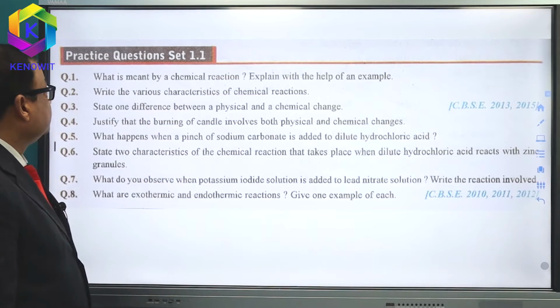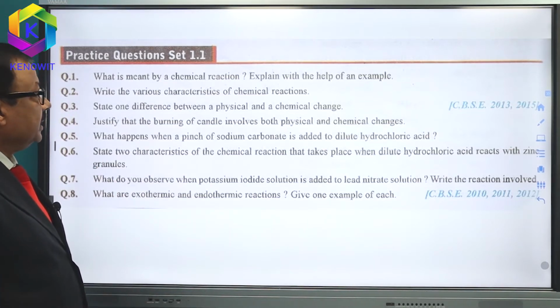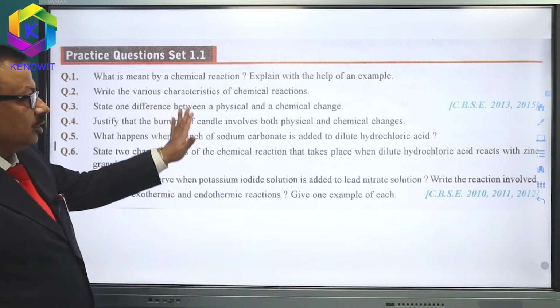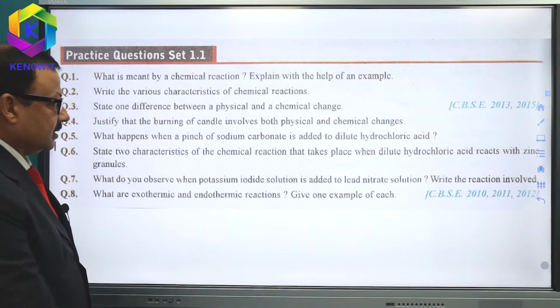Okay, practice questions. Set 1.1. So what is meant by the chemical reaction? Please solve all these questions, which are based on the CBSE pattern.